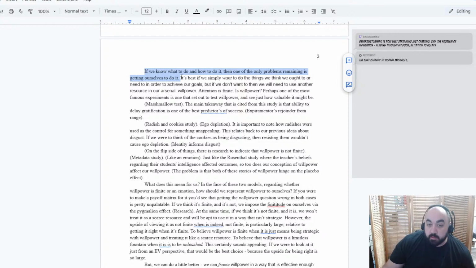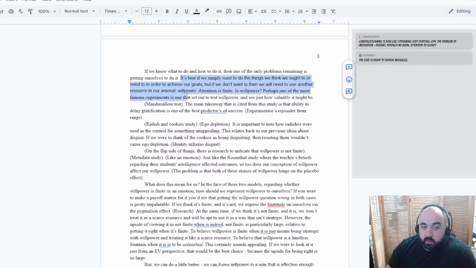It's best if we simply want to do the things we think we ought to or need to do to achieve our goal. But what if we don't want to? Then we will need to use another resource in our arsenal: willpower. Attention is finite. Is willpower?